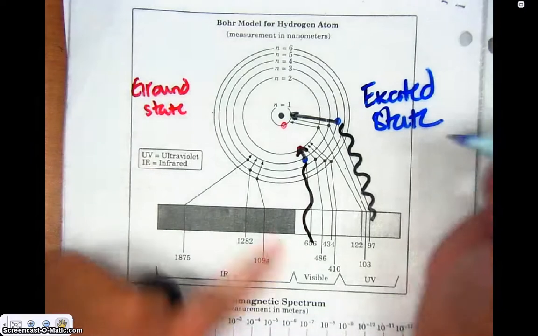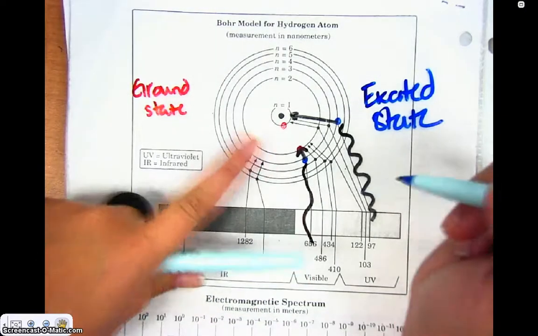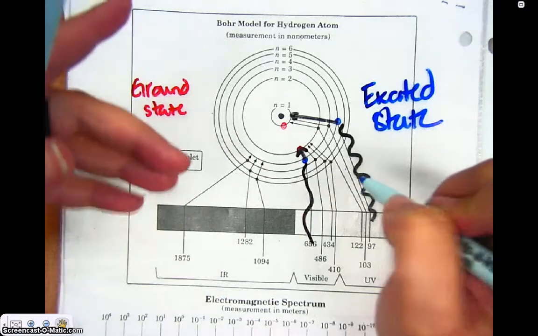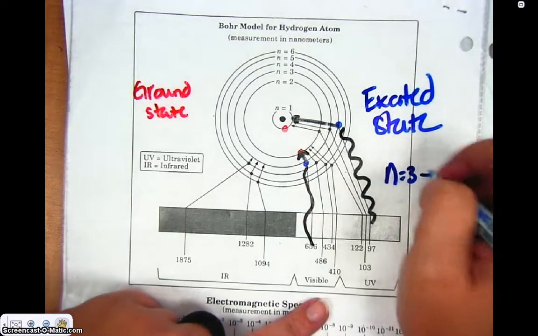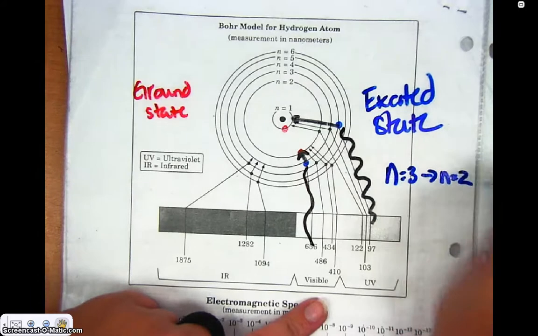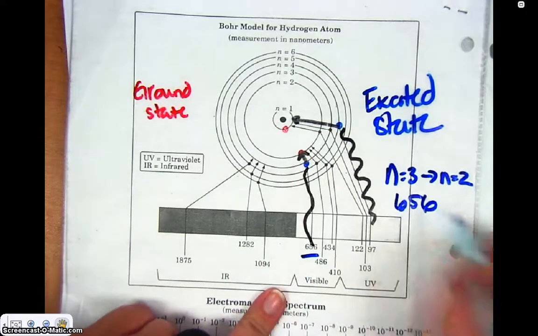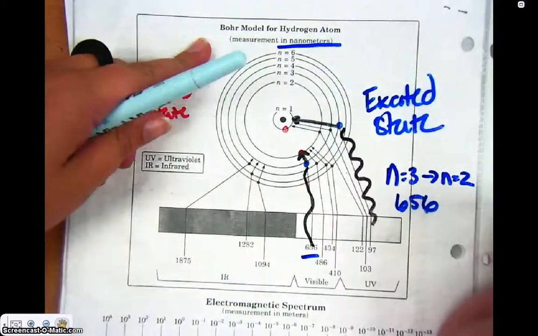So some types of questions that you could be asked are what type of light or what is the wavelength when a hydrogen atom goes from N equals 3 to N equals 2. And so your answer would be 656, and that is measured in nanometers.